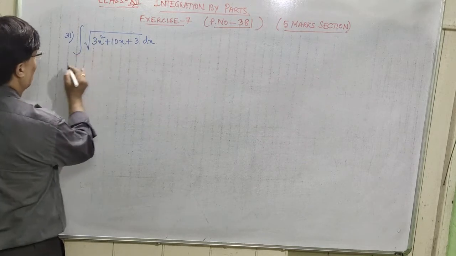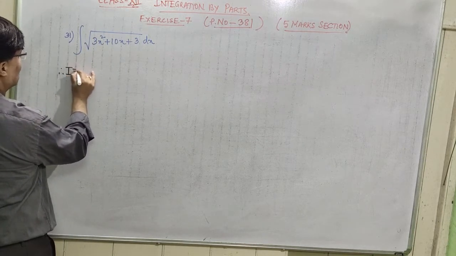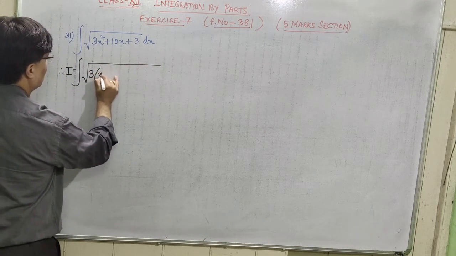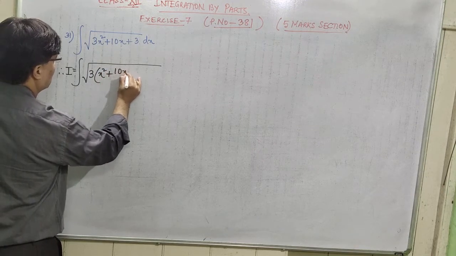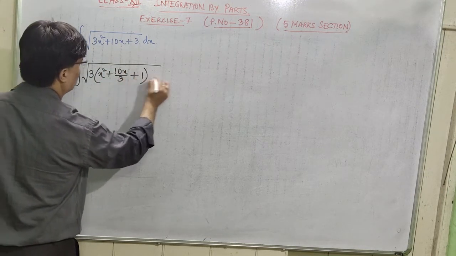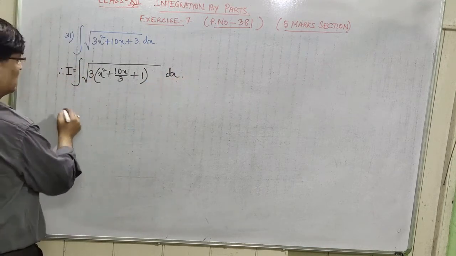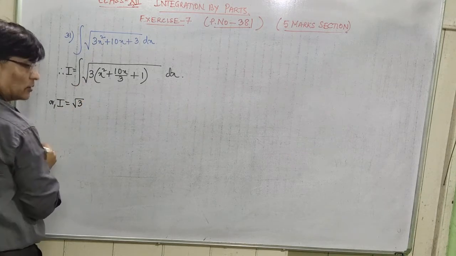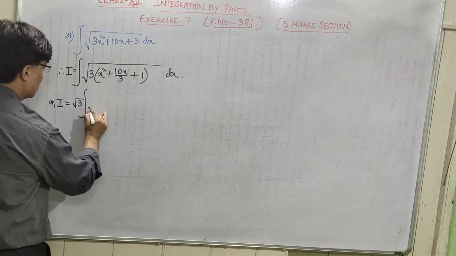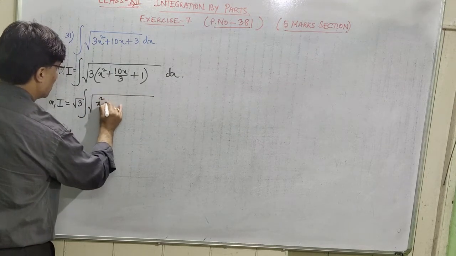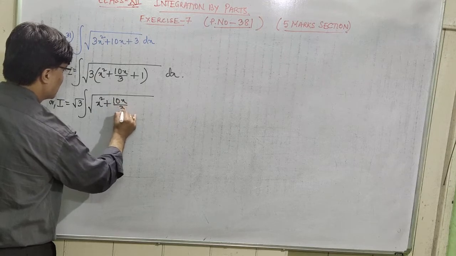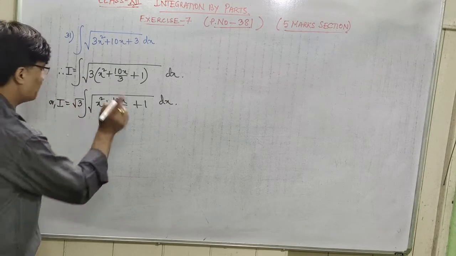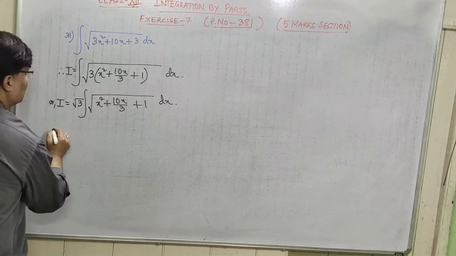Okay, so we can take common here 3. So let us write I is equal to integration of within square root 3 is taken common, x square plus 10x by 3 plus 1 bracket closed. Then you should write dx. Or I is equal to root 3 is constant here, you can take outside. Then integration of within square root x square plus 10x by 3 plus 1, then outside square root there is dx. Is that clear? So let us convert into perfect square now.